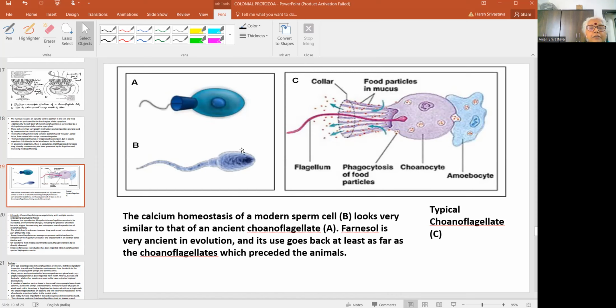Now, this is a sperm, might be a human sperm, that is, the sperm of a higher form, and this also shows very much resemblance or homology with a typical choanoflagellate cell, again showing some embryonic, evolutionary or phylogenetic relationship between these choanoflagellate protozoans and the higher forms.